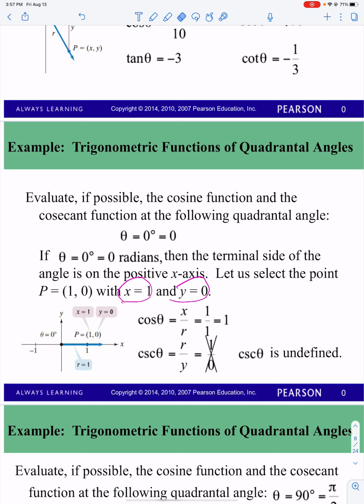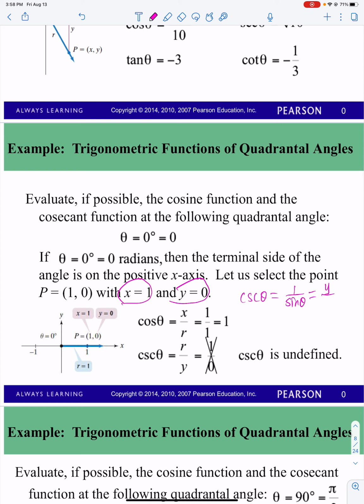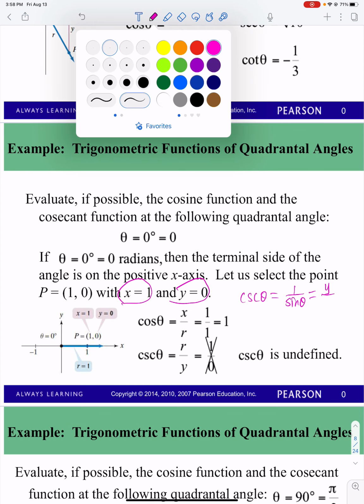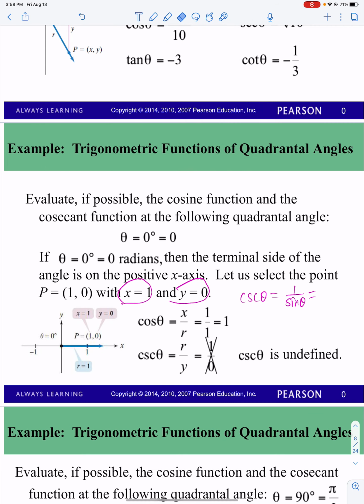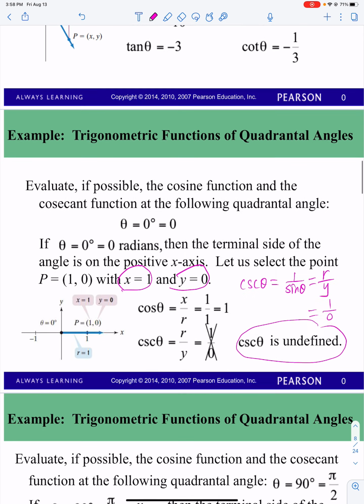What will be cosecant theta? Cosecant theta is 1 over sine theta. Sine theta is opposite, y over r, but you have to take the reciprocal, so it will be r over y. So r is 1, y is 0. Anything over 0 is undefined. So cosecant theta is undefined.